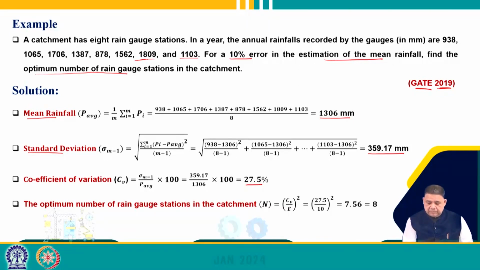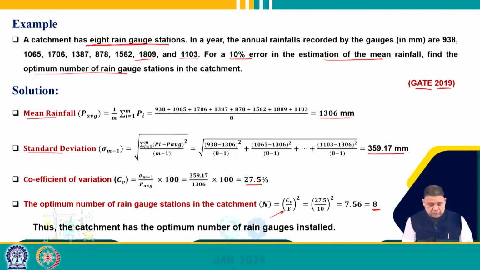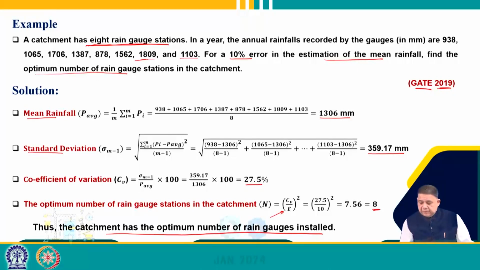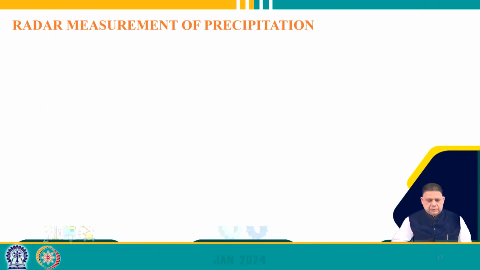And so, the optimum number of rain gauge stations using this equation, the E value is already given as 10%. By putting in CV and E, it comes out to be 8, and fortunately, in this catchment there are 8 rain gauges. So, the catchment has the optimum number of rain gauges installed. Of course, there is another point, the location of rain gauges, which requires various kinds of statistical analysis, which we are not going to cover in this course.